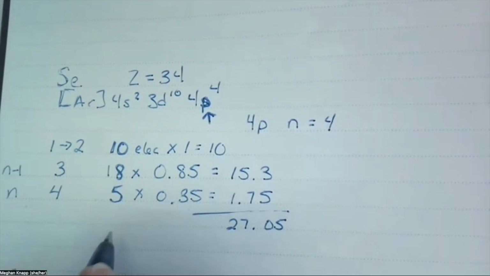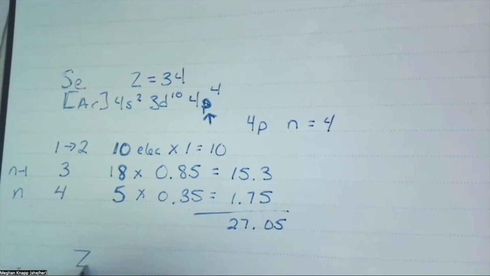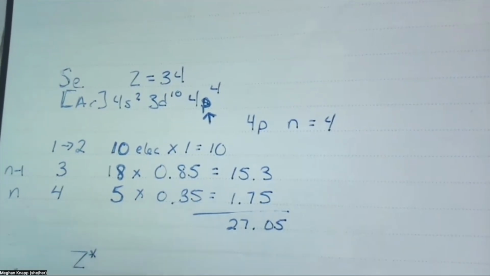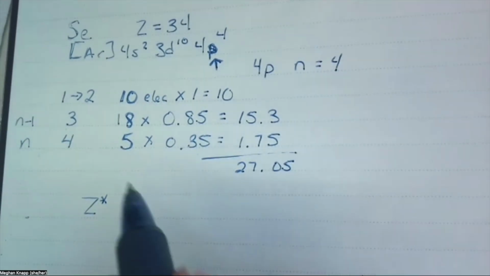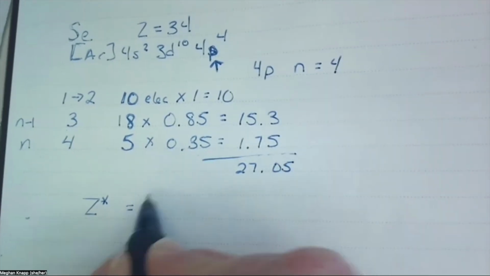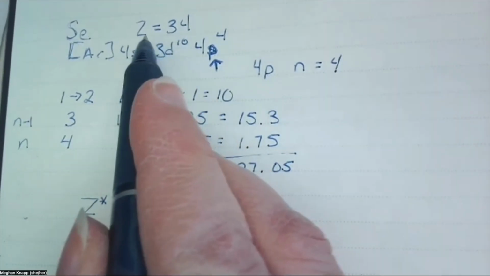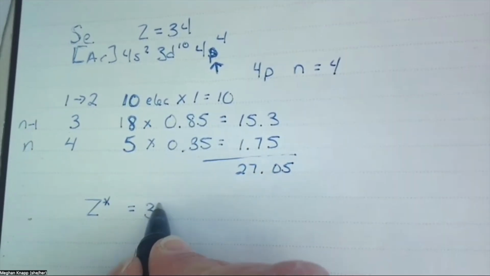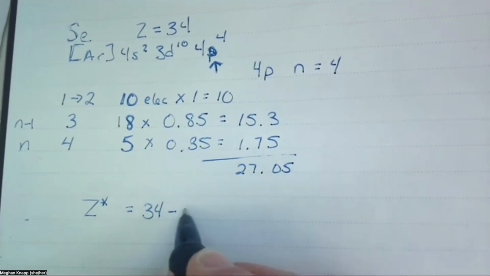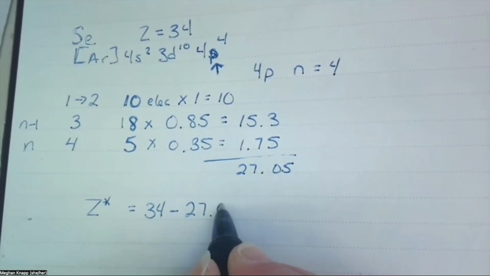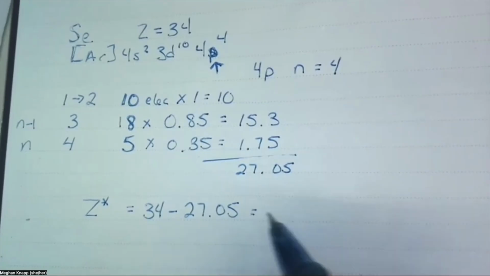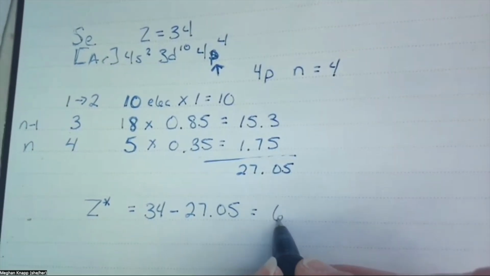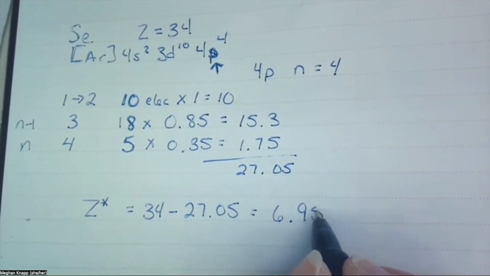And then finally, if we want to know what is the Z effective, the effective nuclear charge on that electron, it is going to be Z, which is 34, minus 27.05, or an effective nuclear charge of 6.95.